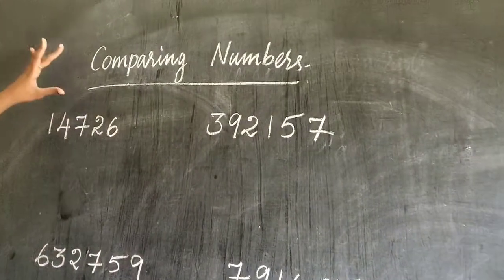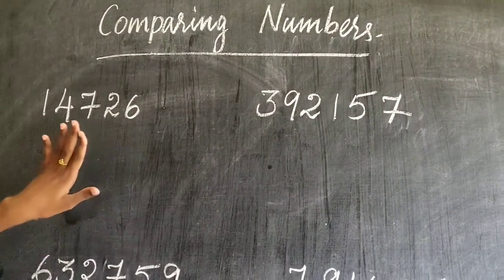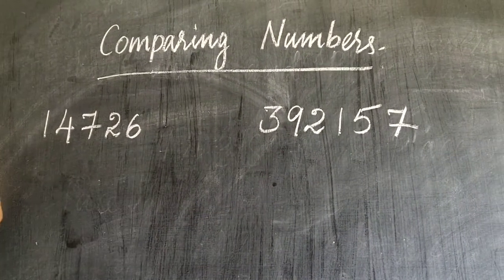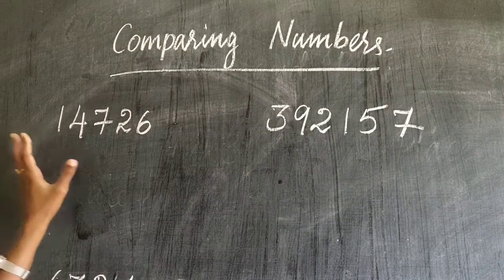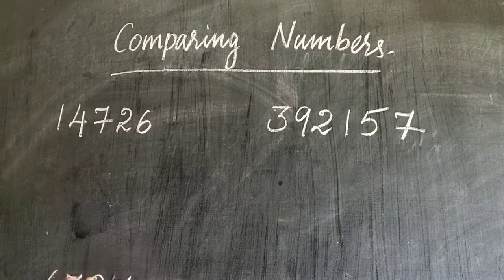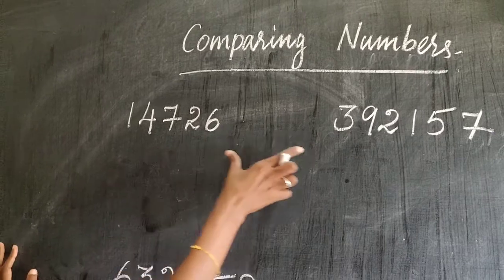Today we are going to learn comparing the numbers. So why do we compare? We compare the numbers to find out which is the biggest number and which is the smallest number, and also to arrange the numbers in ascending order and descending order. So if you know how to compare the numbers, you can find the greatest and biggest number and do ascending and descending order. Okay.